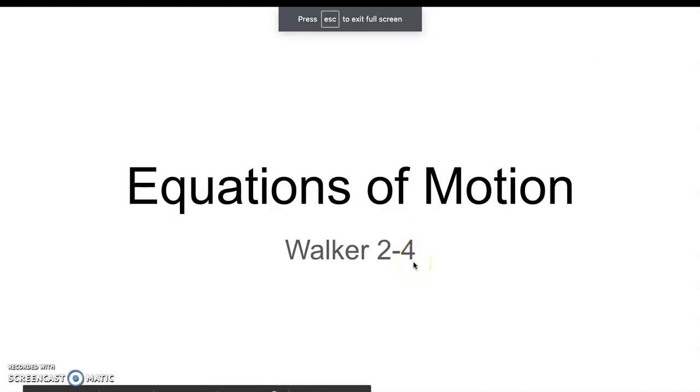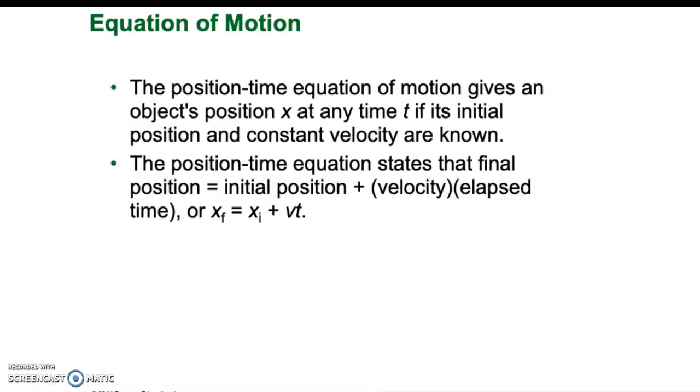All right, so we're going to look at equations of motion. The position-time equation of motion gives the object's position at any time if its initial position and constant velocity are known. So the equation is this right here: final position equals initial position plus velocity times the time that goes by, or the time that's elapsed. And this will be your first kinematic equation that you will use.